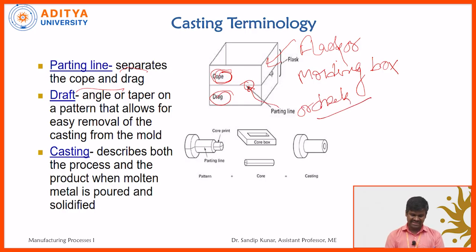Now draft means the angle or taper sections that are used for easy removal of the casting from the mold. That's why we provide draft. If draft is not there, if we do not provide the taper or angle portion, when we take the casting out of the mold, some corner portions may be broken. That's why we provide the taper or angle, which is called draft.